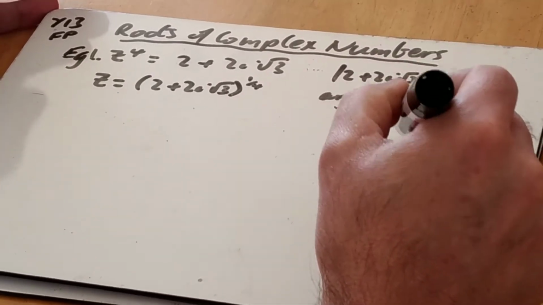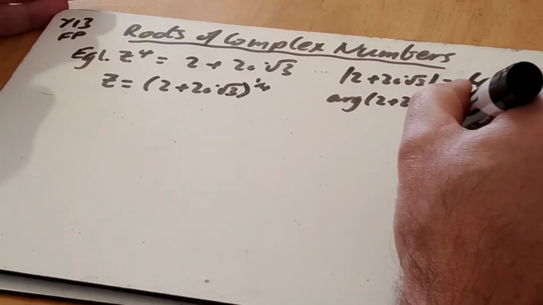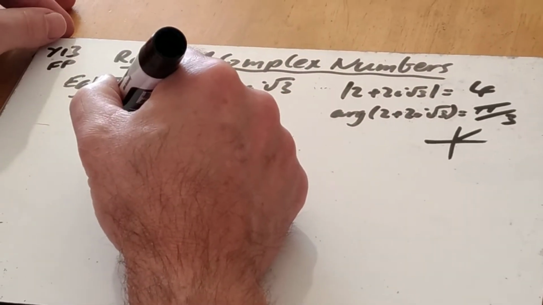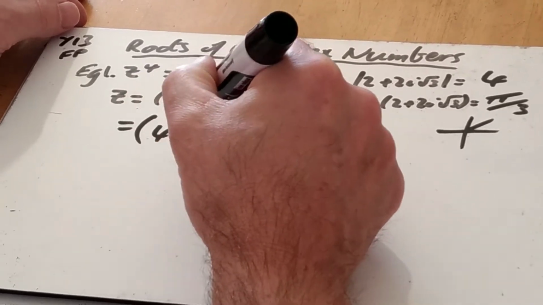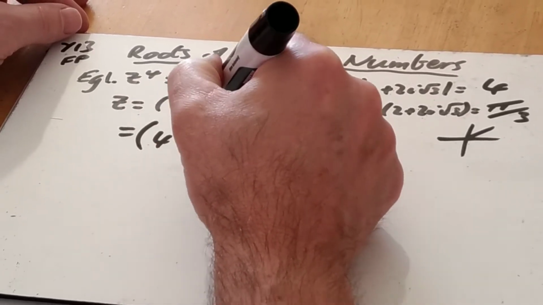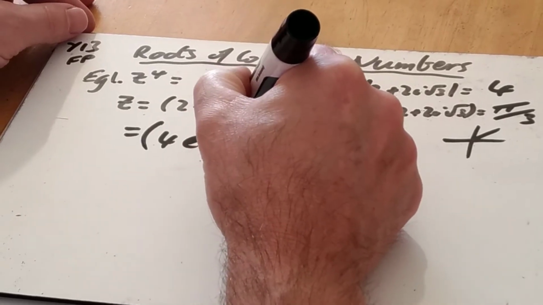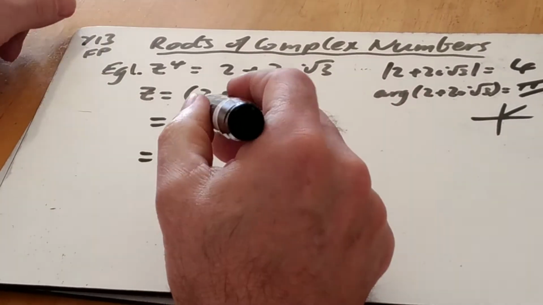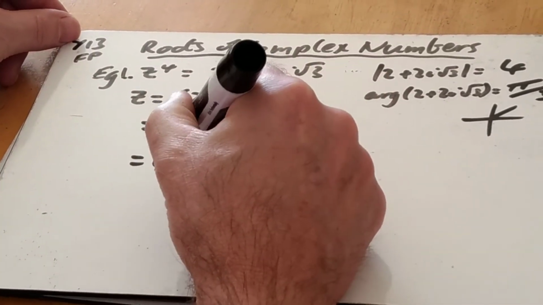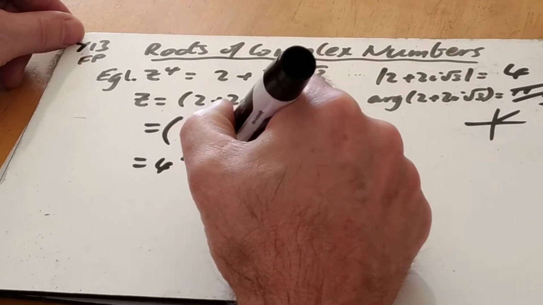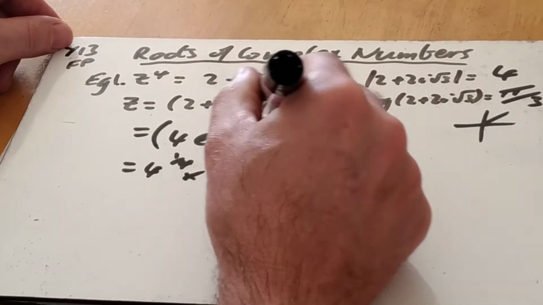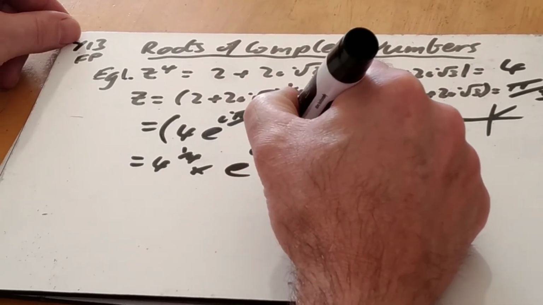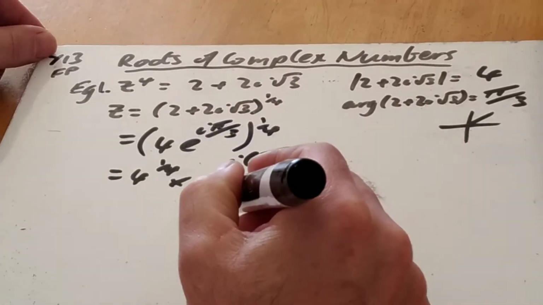If it's got minuses in, I would always recommend doing a sketch so you know which quadrant it's in, like that. So I know that we're trying to find the fourth root of 4e to the i pi over 3. And what we've seen before is the fourth root of 4, and then times by the fourth root of this, which is e to the i pi over 12.